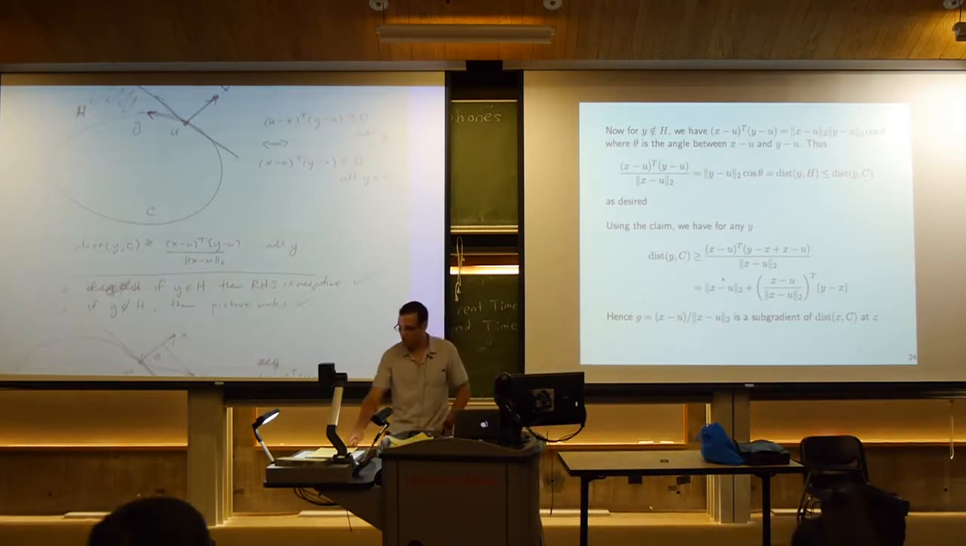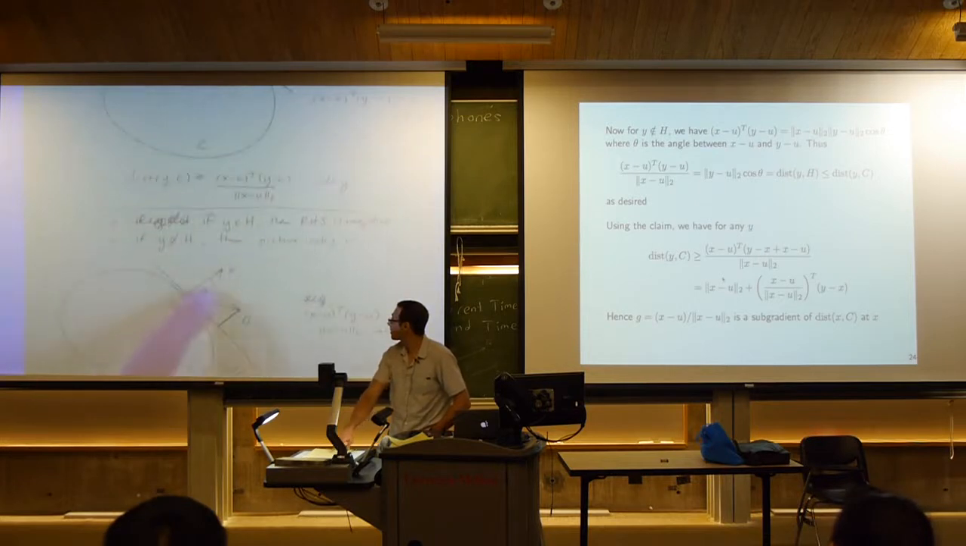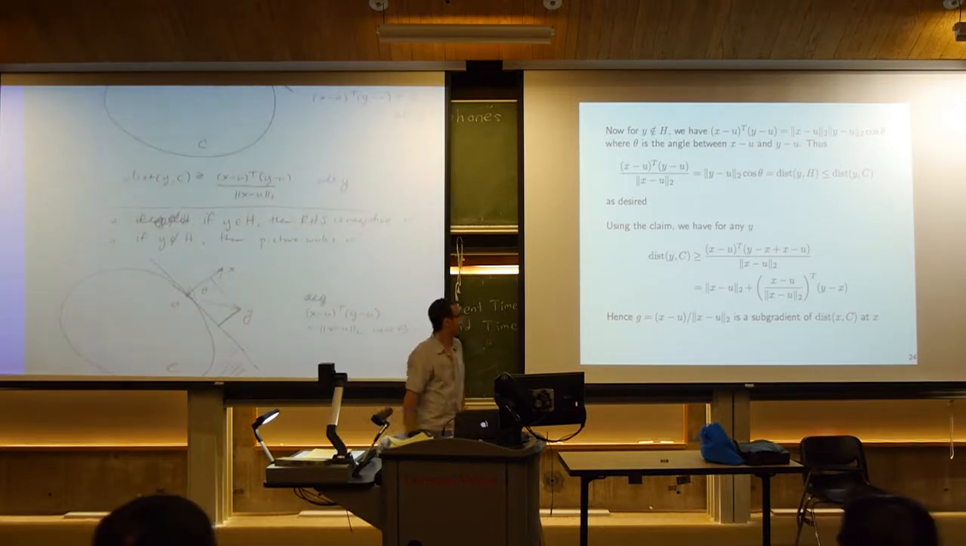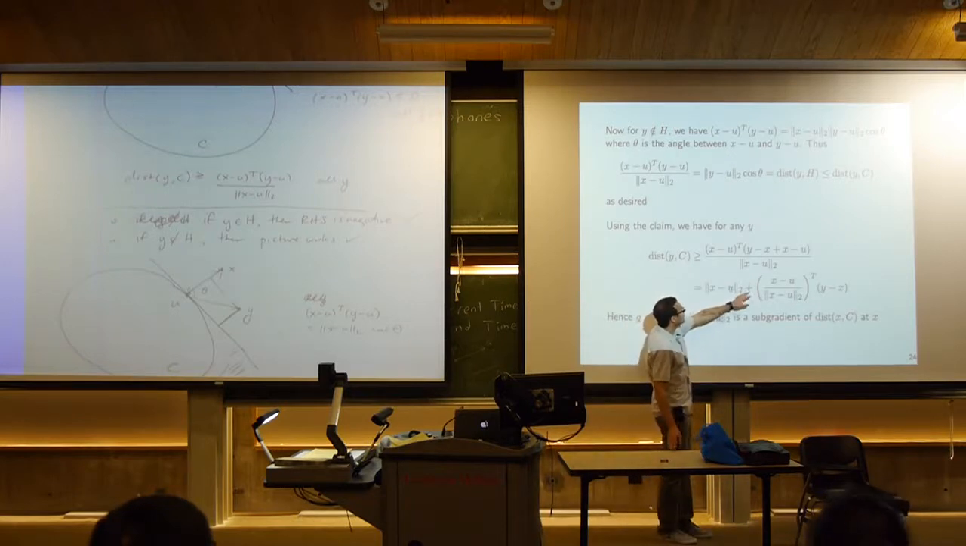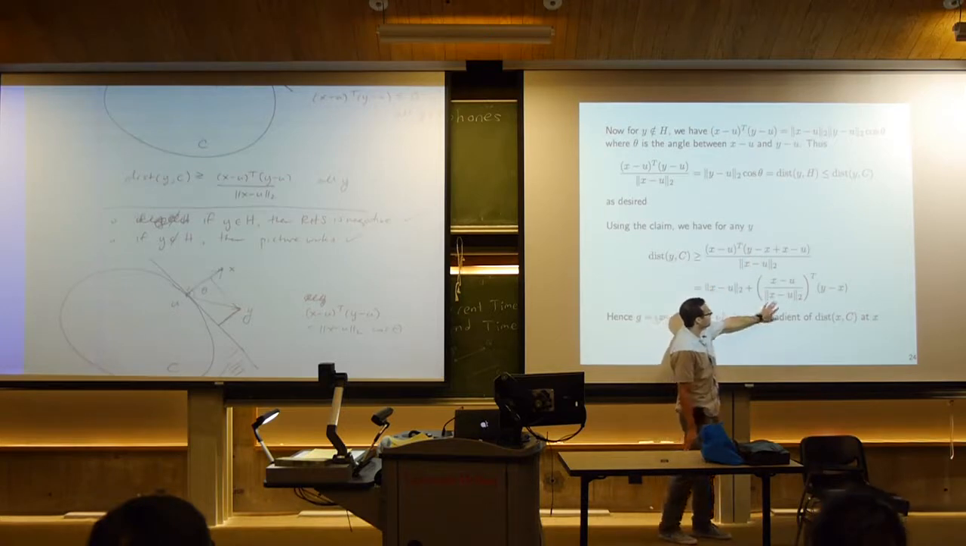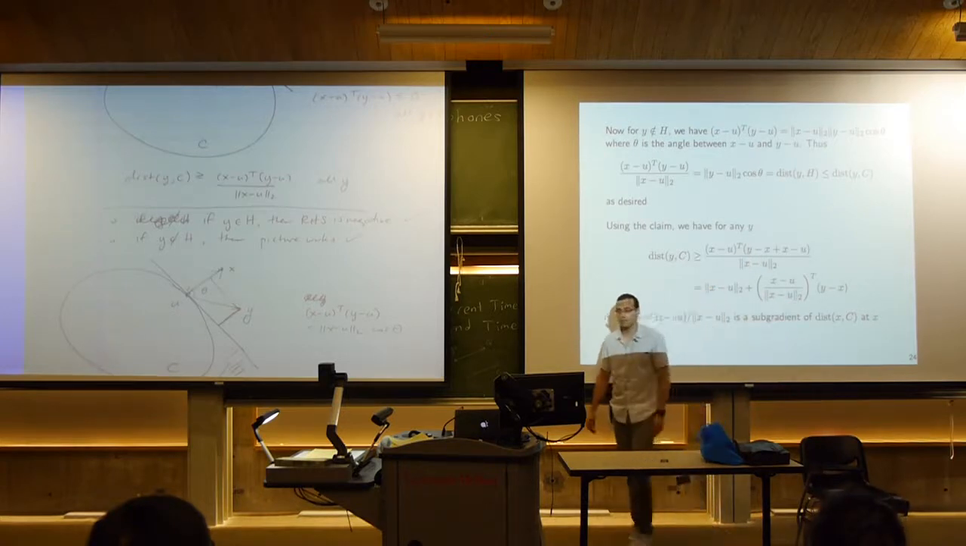U is this optimal point. U is the closest point to x in the set C. And what's the second guy? The second guy actually comes from this inner product divided by this norm. It's just x minus u over the norm of x minus u, transpose y minus x.